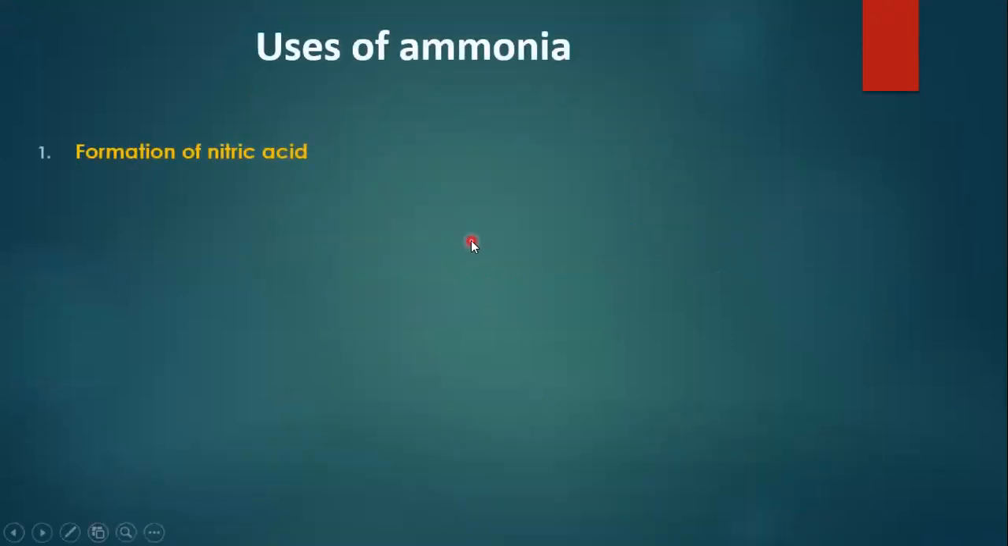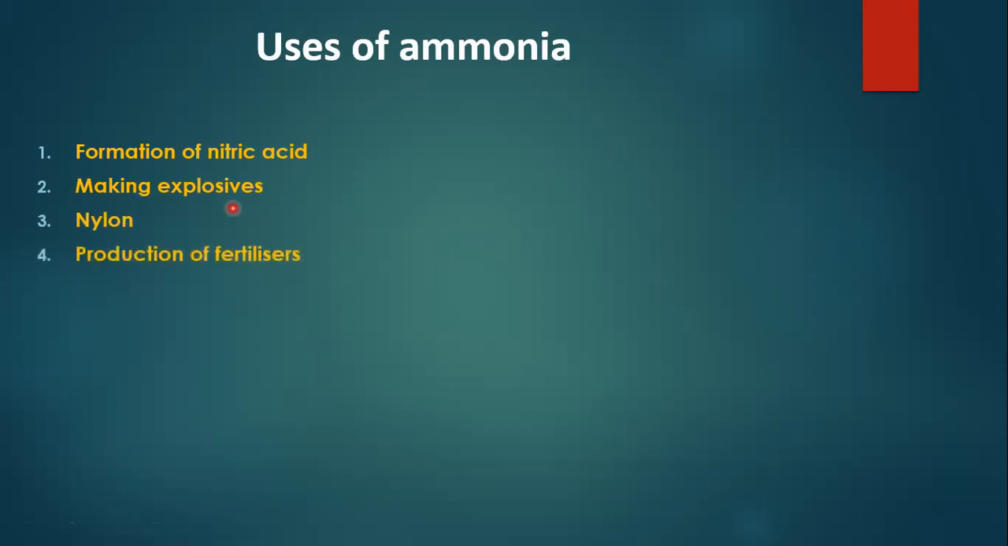Uses of ammonia. It is used in the formation of nitric acid. It is also used in making explosives. It is used for making nylon, that is a polymer. And it is also used for making fertilizers, some artificial fertilizers. Okay, we will discuss some of its uses in detail.